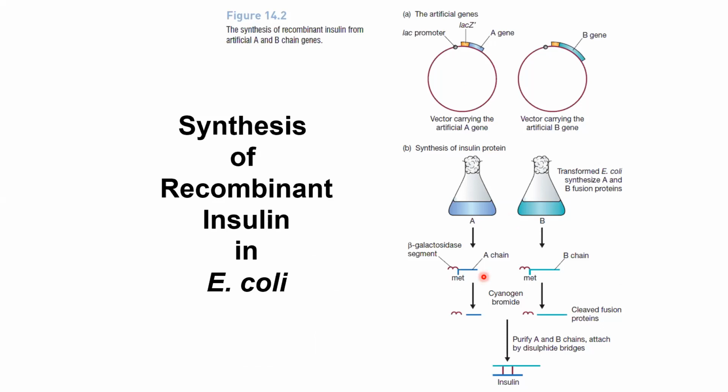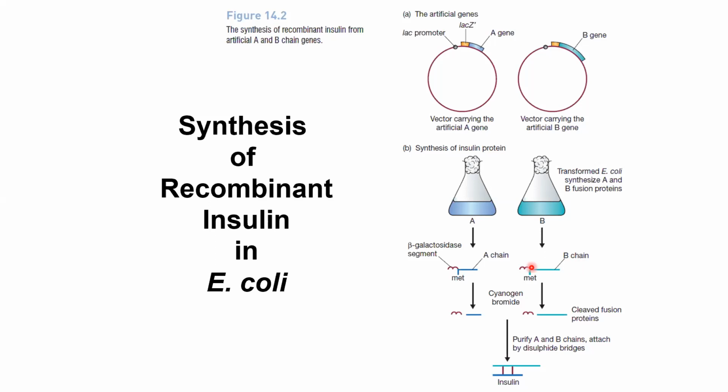And after this purification, in this case it's a MET signal peptide, and with the cyanogen bromide treatment, it can be cut. So when it's cut, you have the cleaved fusion proteins, the B chain and the A chain. Now what you do, you purify the A chain and B chain, and you mix them in equal proportion.